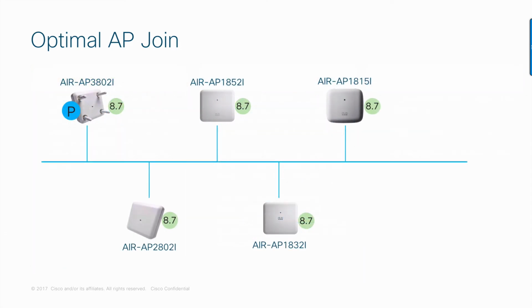Let's take a look at this in a visual form. What we have here is a 5 AP deployment running 8.7 code. We have a 3800 series AP, which is running the controller function.